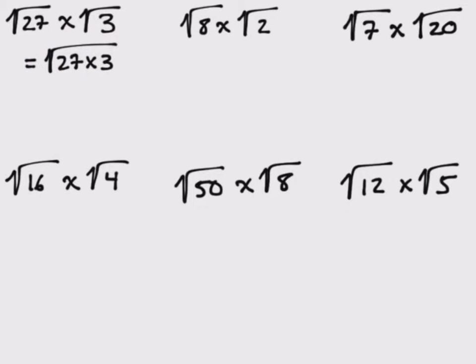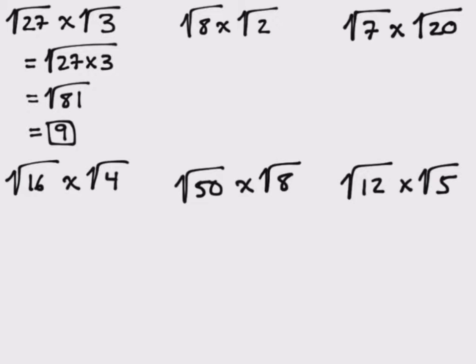Now, why would this be helpful? Well, 27 times 3 happens to be 81, and 81 happens to be a perfect square, of which we know the square root, that's just going to be 9. So even though the square root of 27 and the square root of 3 are each really long decimals that go on forever and ever and don't repeat, their product is just 9. I think that's really cool.